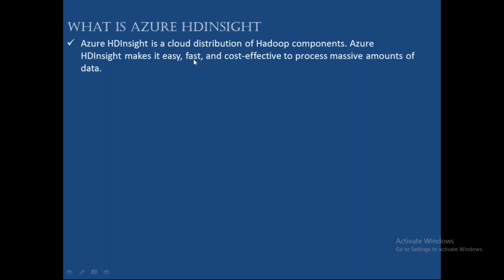Azure HDInsight makes it easy, fast, and cost effective to process massive amounts of data. So how do you process your data by using Spark? By using Spark, you are processing massive amounts of data. In the same way, by using Azure HDInsight, you can also process your massive amount of data, very easily and very fast, because here also you can use Spark. Spark is in memory, so it will process your data quickly.